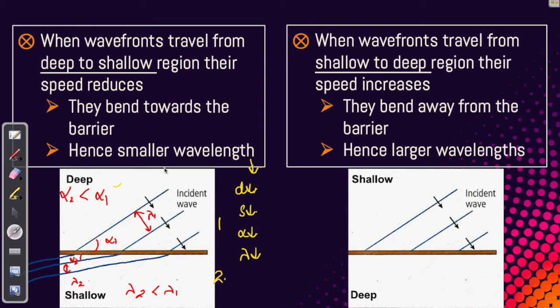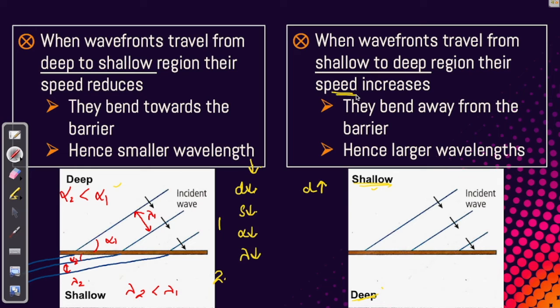Let us now focus on the second scenario, when the wavefronts travel from the shallow to the deeper region. So here in this picture, what is happening? The wavefront is moving from the shallow. The waves are coming from a shallow region of maybe a water body, a sea or a river, and it is entering a deeper region. So what can you say? Shallow to deep means the depth is increasing.